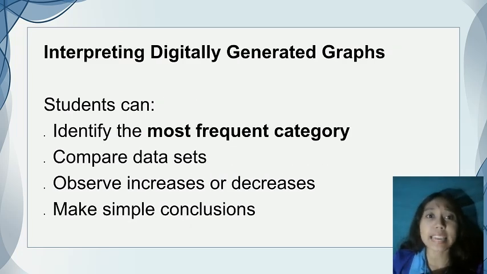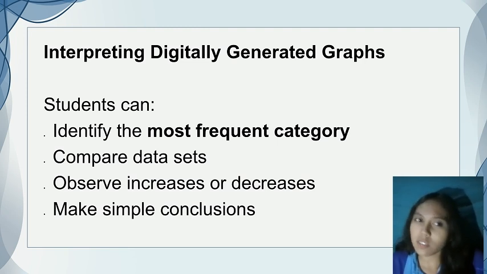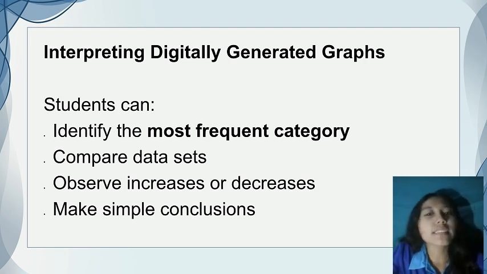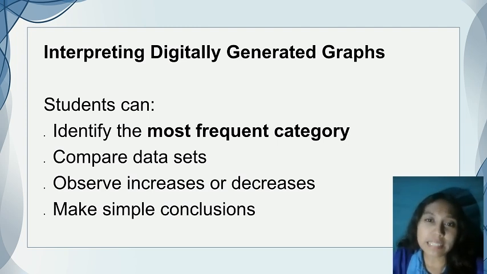Now, interpreting data from graphs. Students can identify the most frequent category, compare data sets, observe increases or decreases, and also make simple conclusions. For example, looking at a bar graph of favorite colors, you can easily see which color is the most popular. Looking at a line graph of temperature over time, you can see when the temperature increases or decreases. So you can answer this question.